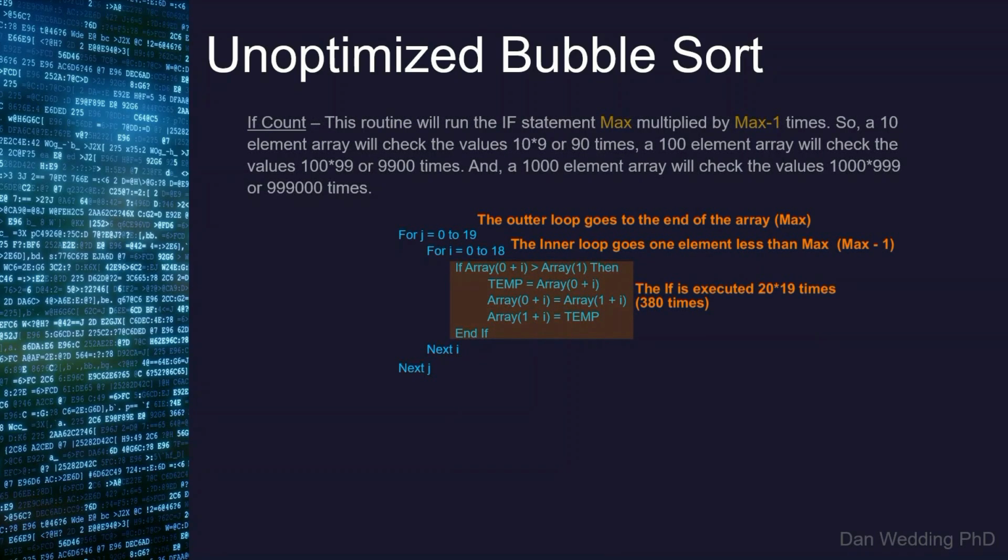This routine will run the if statement max multiplied by max minus 1 times. So, a 10-element array will check the values 10 times 9, or 90 times. A 100-element array will check the values 100 times 99, or 9,900 times. And a 1,000-element array will check the values 1,000 times 999, or 999,000 times.